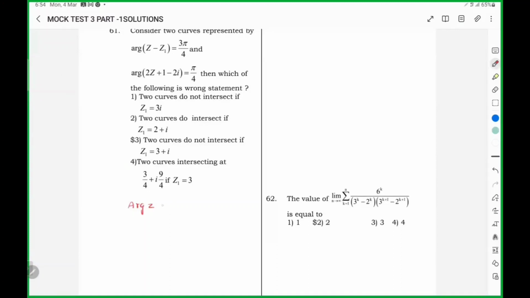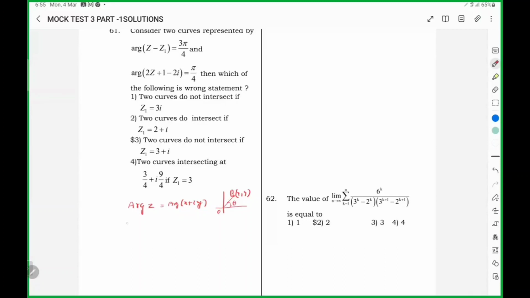Argument of z means, if you write a complex number in Cartesian form, x comma y is located here. Join that point to the origin. So the angle made by this OP with the x-axis is the argument.